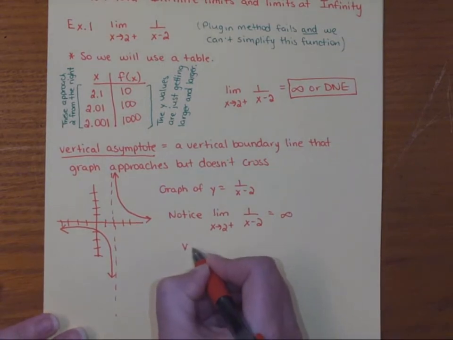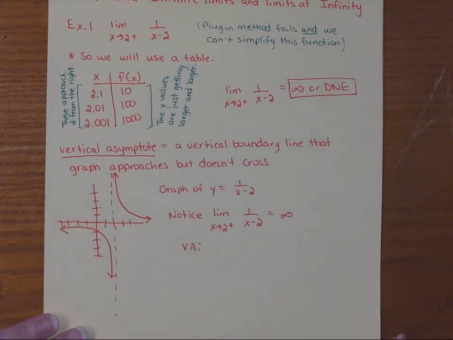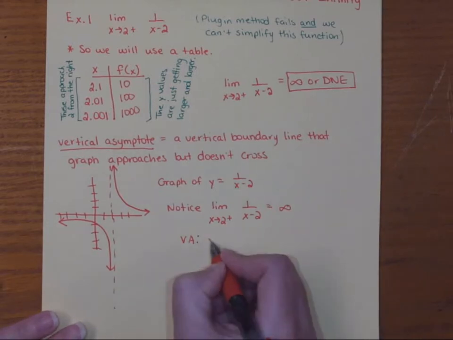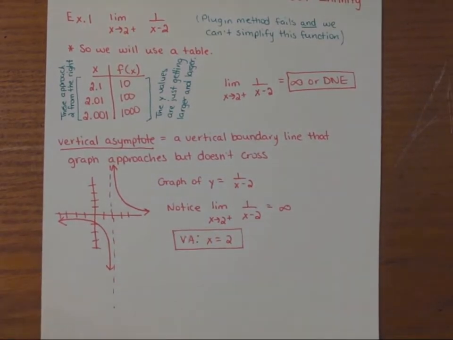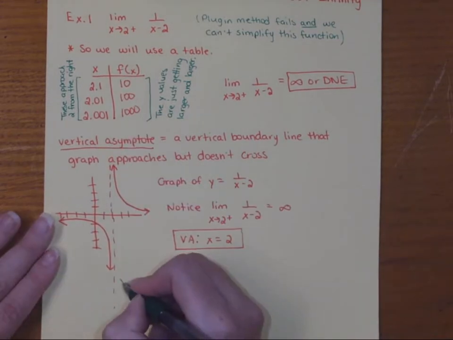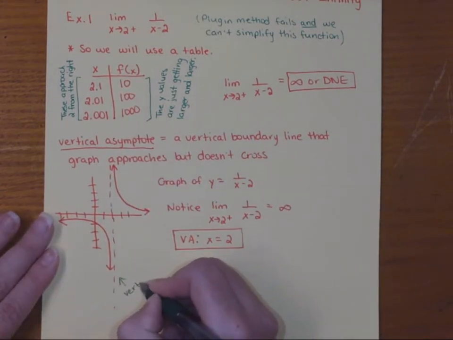I usually abbreviate the vertical asymptote as VA. We say that the vertical asymptote is x equals 2, because the line x equals 2 is the boundary line that the graph won't touch or cross. So we call this the vertical asymptote.